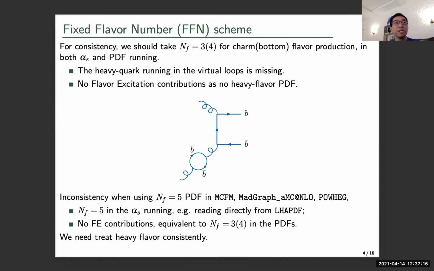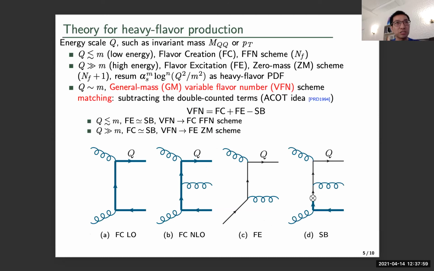because there is no heavy flavor PDF in the fixed flavor number scheme, there are no flavor excitation contributions. But for public codes like MCFM, MadGraph or POWHEG for heavy flavor production, we really just use the PDF provided from the LHAPDF format, which is usually a 5 flavor scheme in the alpha running, but with the matrix element for the heavy flavor excitation term. Excitation, because the heavy flavor PDF is included in the matrix element. So there is an inconsistency for the public codes if we do this naively.